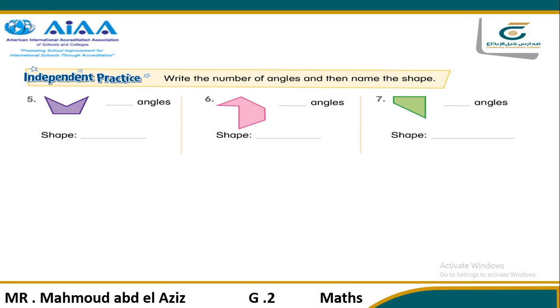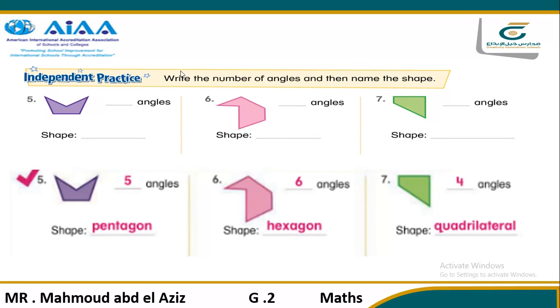So, dear students, with our first question here, write the number of angles and then name the shape. The first one here. How many angles can you see in the first shape here? Let's count. That's 1, 2, 3, 4, and 5. So we have here 5 angles. So what's the name of this shape? Excellent. It's pentagon. Pentagon.